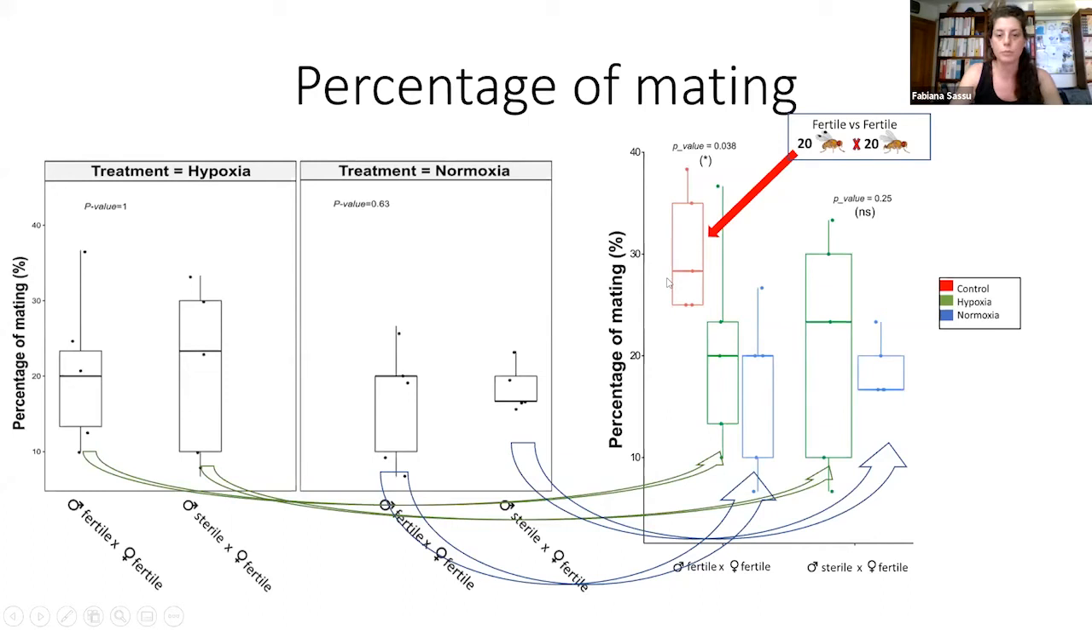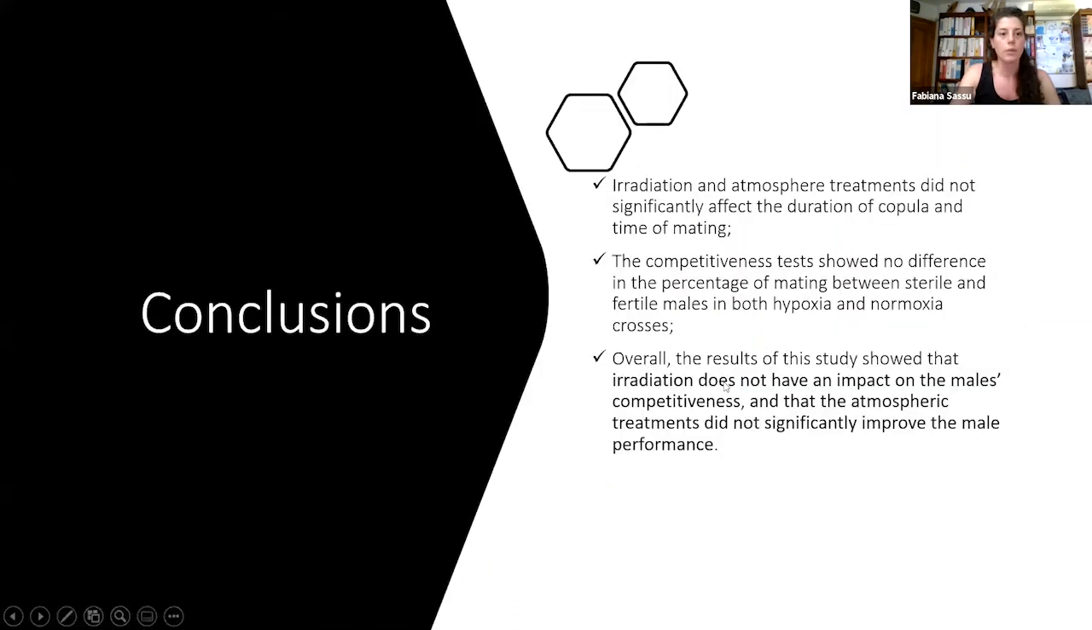However, in general, all these results highlight that in our colony, which was used for this experiment, the percentage of mating is still very low because we are below 30%, which is a very low percentage for using this fly for SIT purposes. In fact, our flies are less competitive than what is in the literature for normal wild flies.